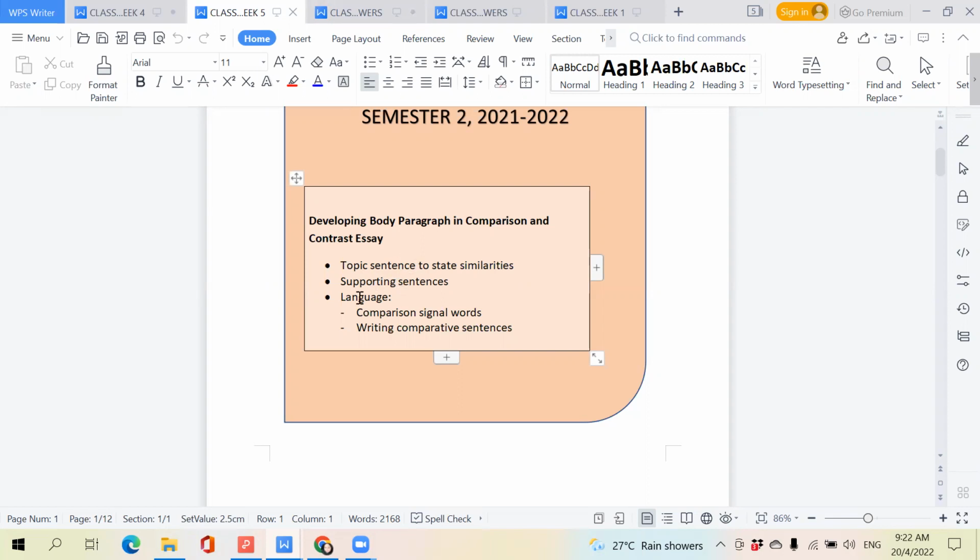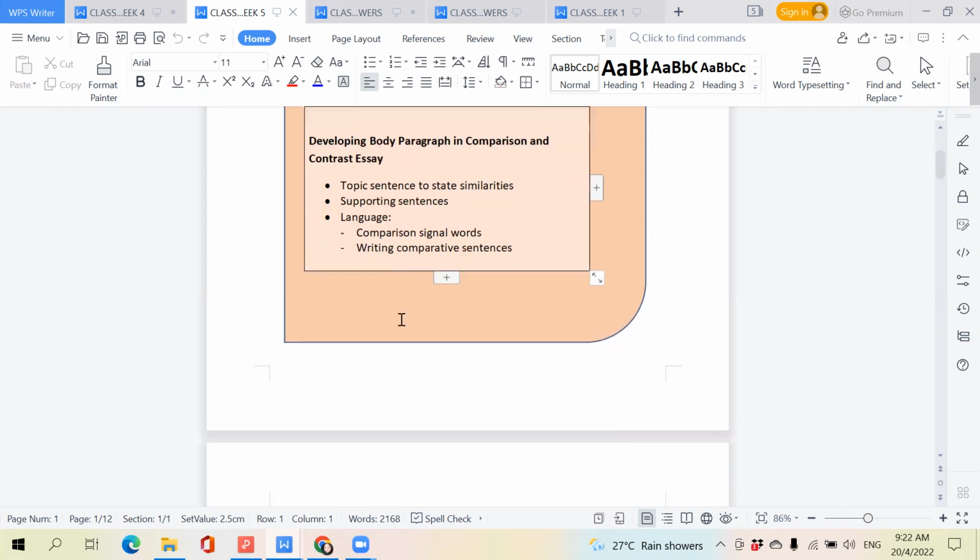Okay, and then we talk about the language as well. So here we want to identify the comparison signal words and also write comparative sentences. So what kind of words do you use in order to show your readers that you are comparing something? And this is what we're going to learn in this class.